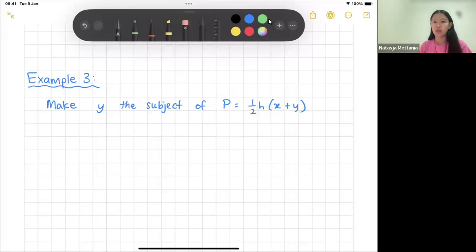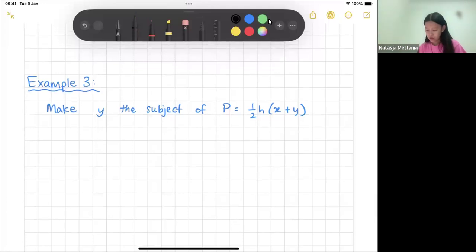That's example number three. Okay, so this example basically says make y the subject of P equals half times h times bracket x plus y, close the bracket. Now, before we even start, like how I read it out, this is a really good foundation here.